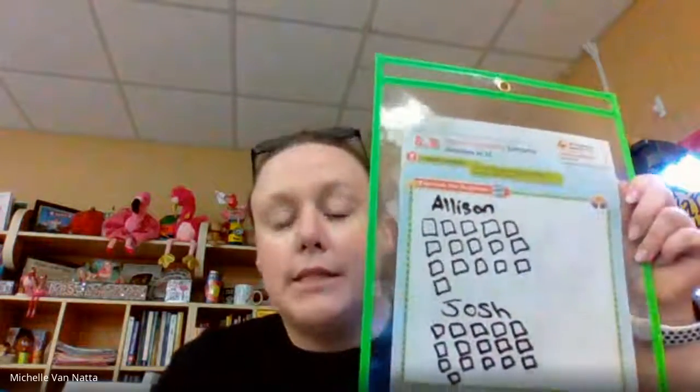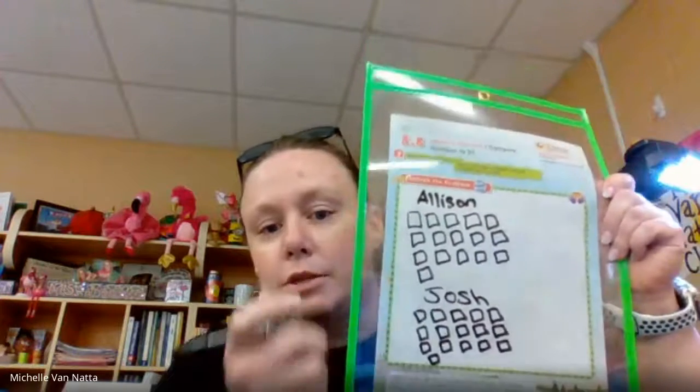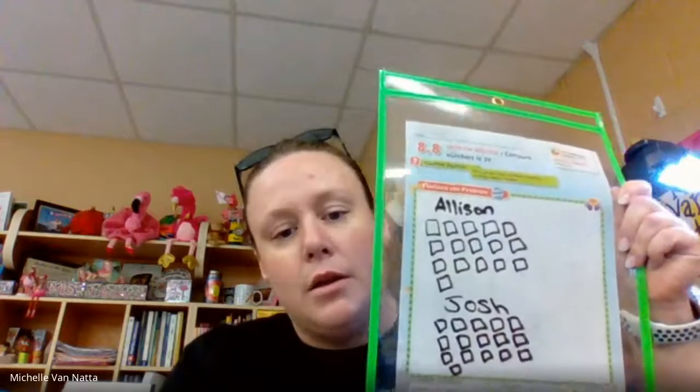So Allison and Josh both have 16 cubes. Miss Vanetta just drew them like that, but you can draw it any way you want to. Just make sure you're drawing squares. All right, go ahead and turn to the next page.